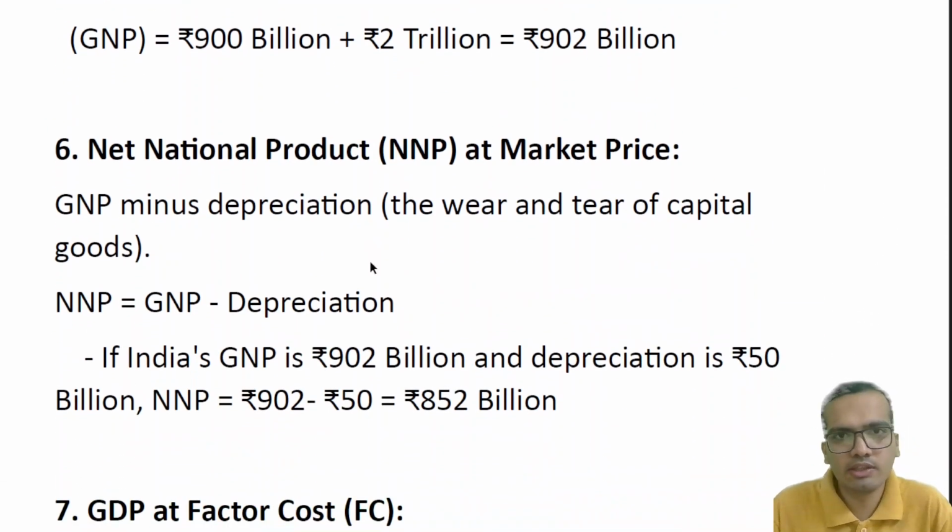Then comes the sixth one, Net National Product, NNP at market price. It is calculated as GNP, gross national product, minus depreciation, that's the wear and tear of capital goods. Let's say for example, if India's GNP is 902 billion and depreciation is 50 billion, NNP will be 902 minus 50, that's 852 billion.